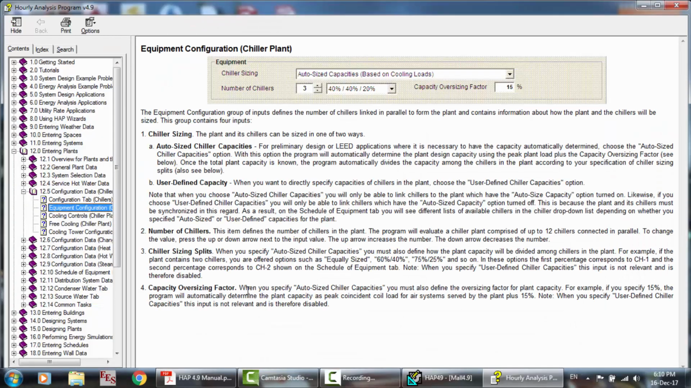Or the capacity oversizing. When you specify auto-sized chiller capacities, you must also define the oversizing factor for plant capacity. For example, if you specify 15%, the program will automatically determine the plant capacity as the peak coincident coil load for air systems served by the plant plus 15%. Note, when you specify user-defined chiller capacities, the oversizing factor is not relevant and is therefore disabled, like that. Okay.